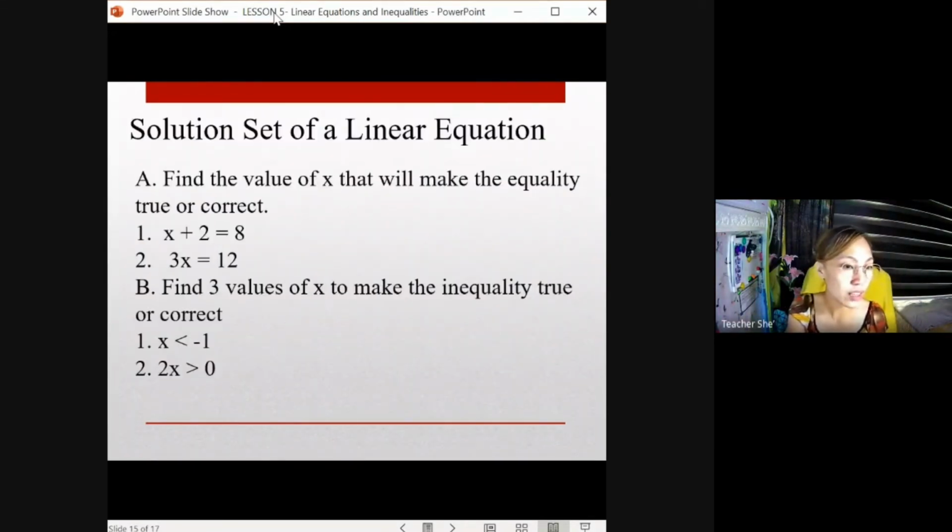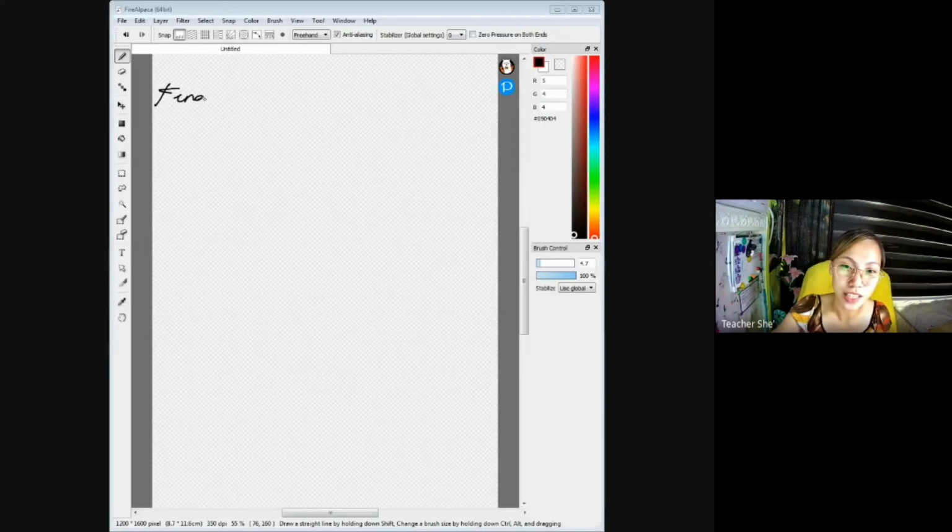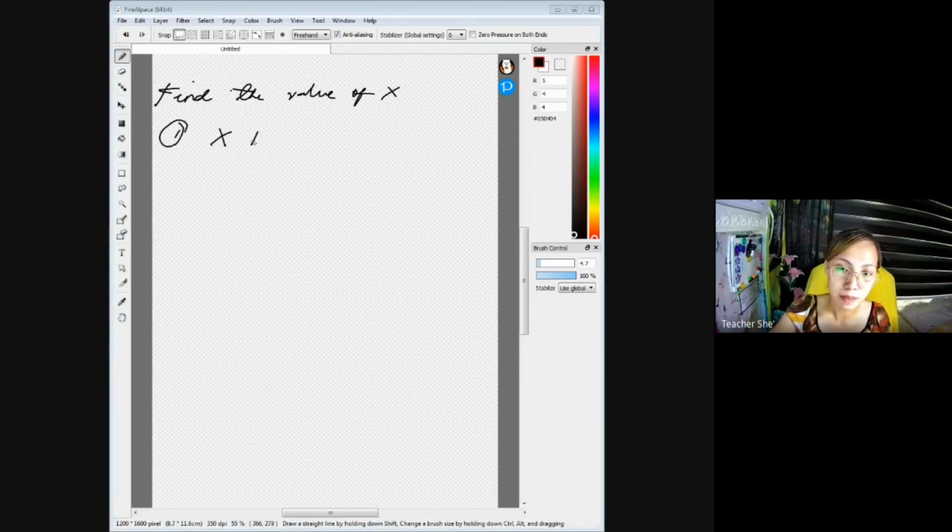Okay, solution set of a linear equation. For letter A, let us find the value of x that will make the equality true or correct. And then for letter B, find 3 values of x to make the inequality true or correct. So let us find the value of x. For the first example, we have x plus 2 equals 8.